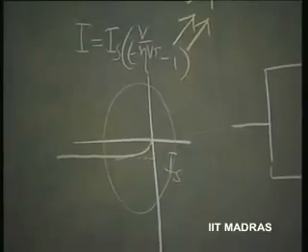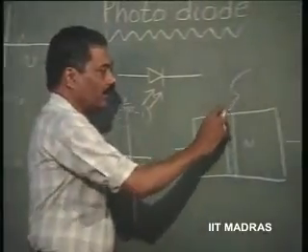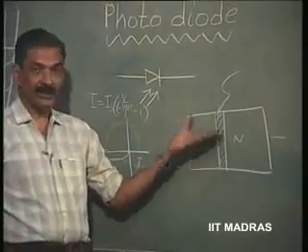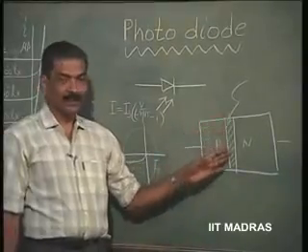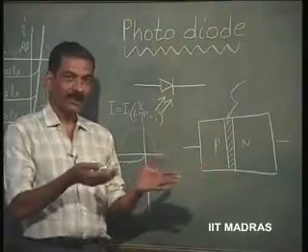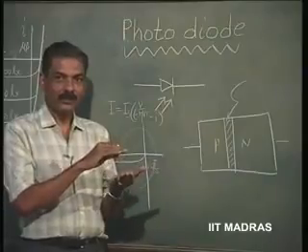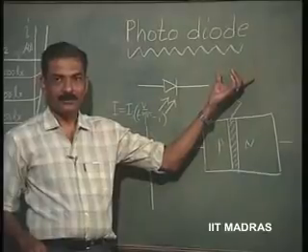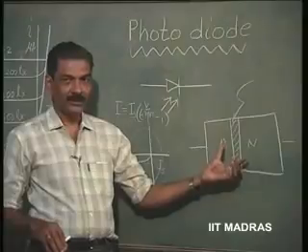Now, what happens if I make light fall on this junction? So, that means there should be a facility to expose the junction to light. So, that is the constructional feature of a photodiode, where this junction is physically exposed to light, which means these diodes will have a sort of glass window which will expose the junction directly to light. That is the only difference in constructional feature for these photodiodes.